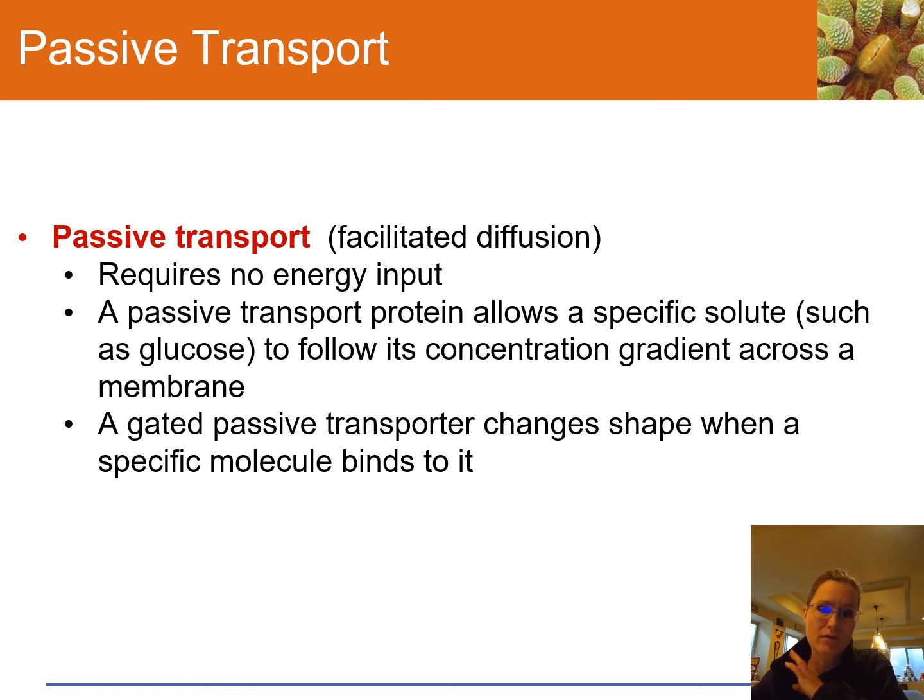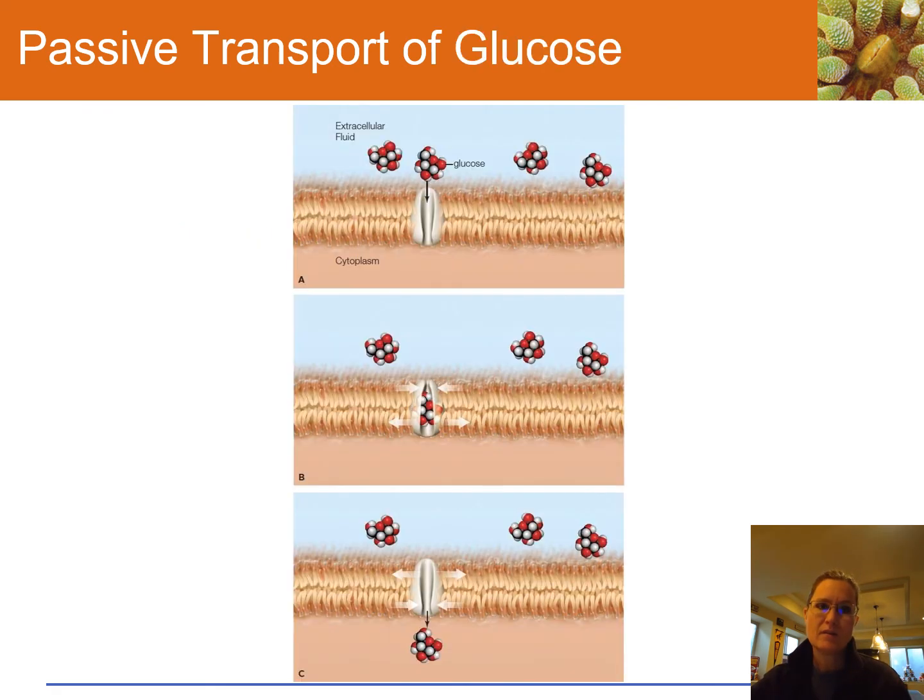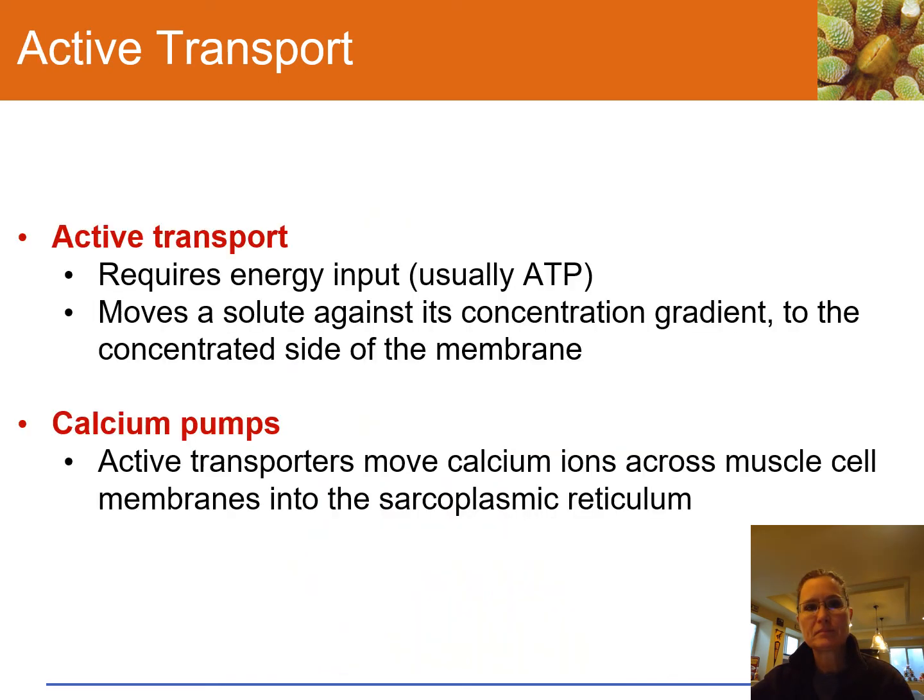And so it's still going from high to low, but it has a helper. So the protein is the facilitator, and so it's called facilitated diffusion. And then just some pictures of a little membrane protein. It looks sort of like a little tunnel or a little tube.